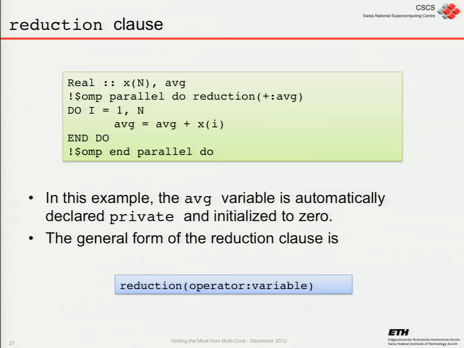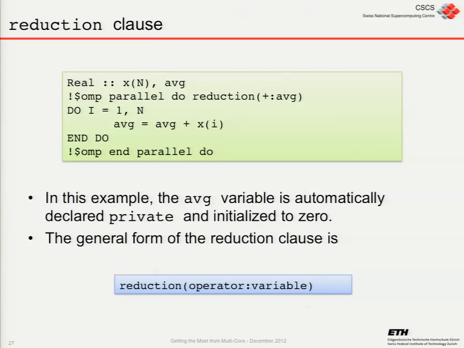So the two things here, as I said, it's automatically declared private for each of the threads during the do loop. It's automatically set to 0 in this case because we've said it's a summation we're looking for. And then outside of the loop, it will be set to the summation of all the individual private variables. So we have this thing where we can have different operators. It's not just for summations. We can do this for other things.